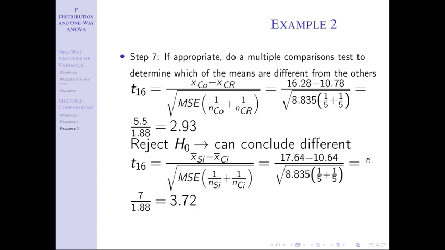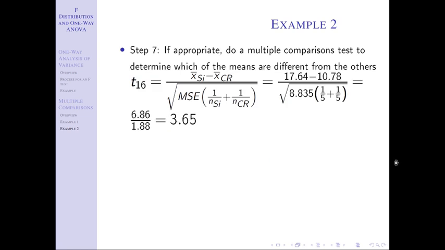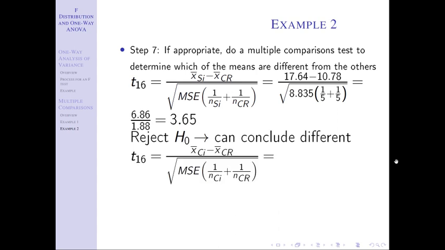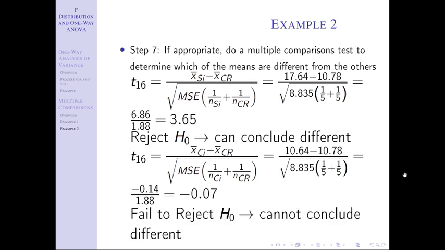Continue to work through the other groups. We can conclude these are different because we have a large test statistic. We can conclude those are different because we have a large test statistic. And then for my last pair, this is a very small test statistic, so we could not conclude those are different.